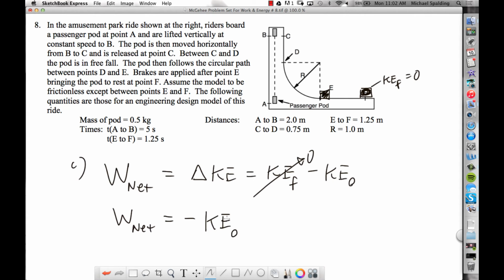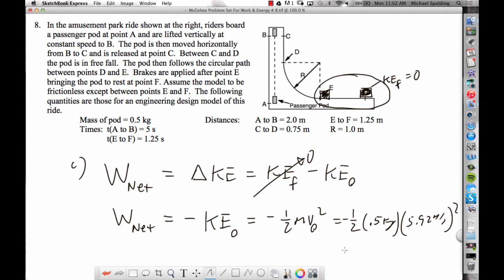Now, why does it make sense that the answer comes out negative? Because what do we know about the net work in this area here? Is the net work in the direction of motion or against the motion? Against, so it makes sense that it's negative. And so it's going to be negative 1/2 mv initial squared. So that's going to be negative 1/2 times 0.5, and then this was 5.92 squared. And so this comes out as negative 8.75 joules.